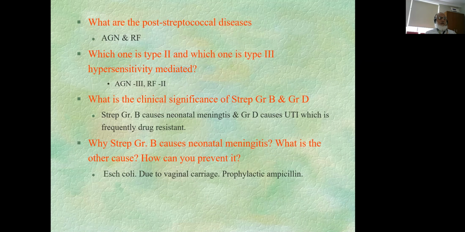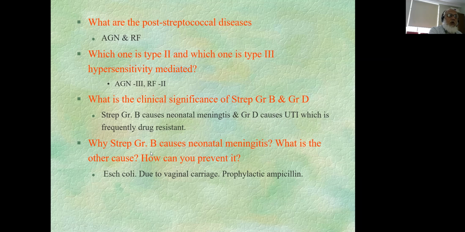What are the post-streptococcal diseases? There are AGN and rheumatic fever. And which one is type 2 and which one is type 3 hypersensitivity mediated reaction? AGN, acute glomerulonephritis, is type 3, and rheumatic fever is type 2. And what is the clinical significance of Streptococcus group B and group D? Group B causes neonatal meningitis, and group D causes UTI, and this UTI is frequently drug resistant, and nowadays it has been renamed as enterococci.